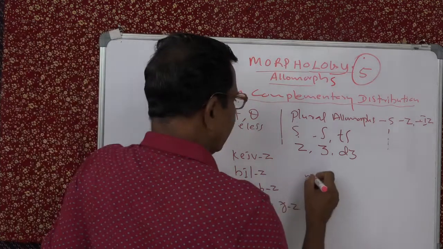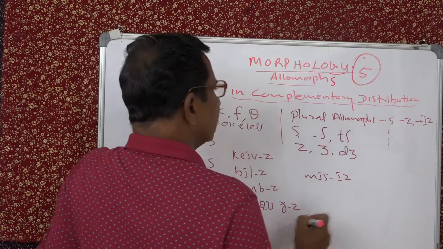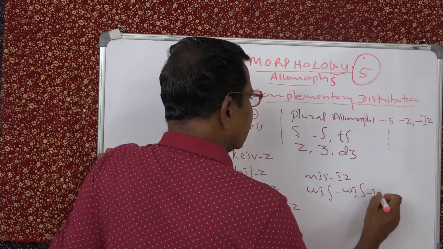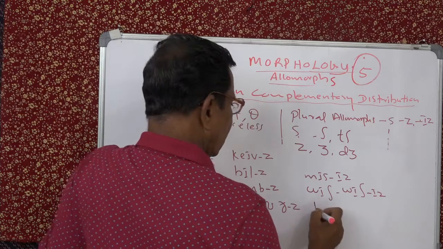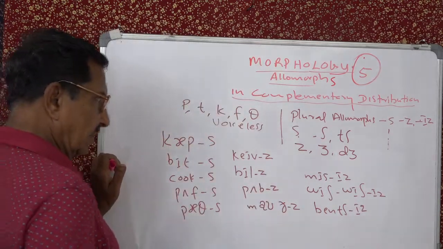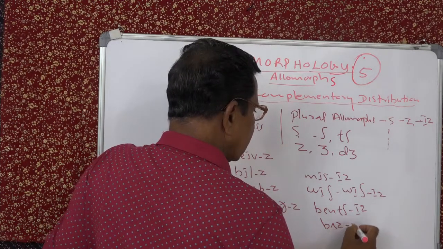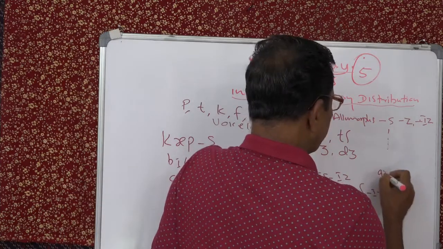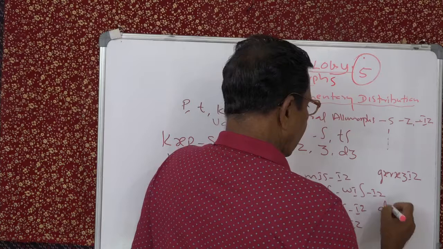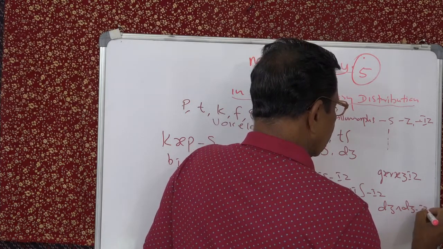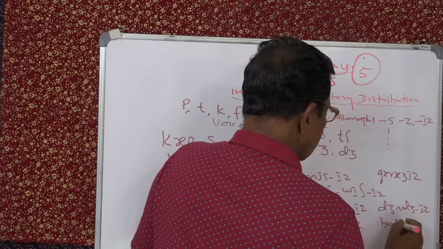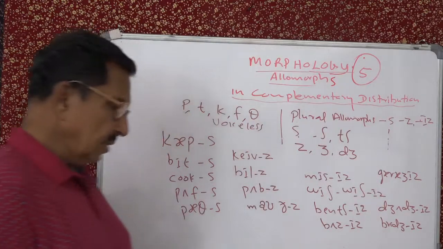For example, Miss, Mrs. See that? Mrs. Then wish, wishes. Bench, benches. We don't say bench-s. Buzz, buzzes. Garage, garages. Judge, judges. Bridge, bridges. Yes, bridge, bridges. See that? Did you see the distribution?